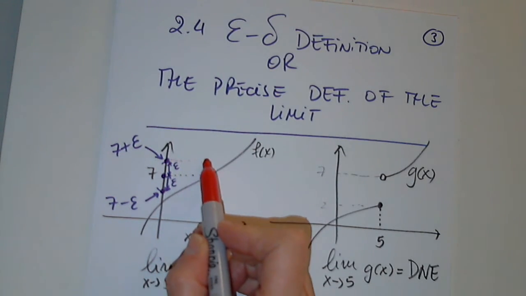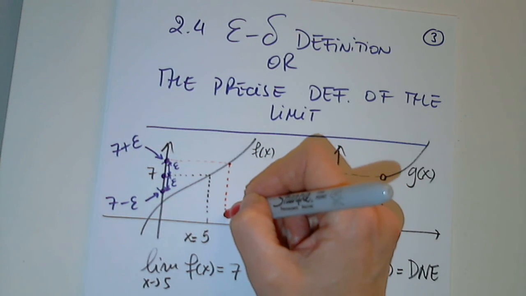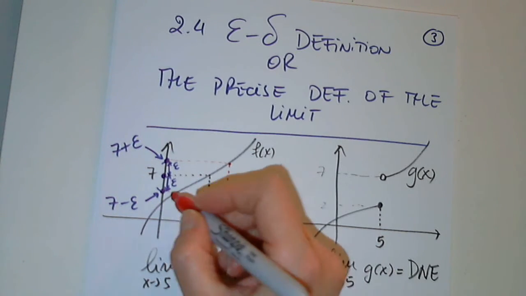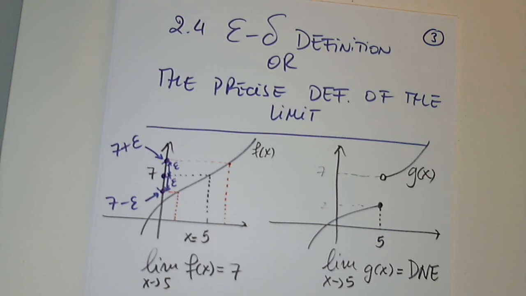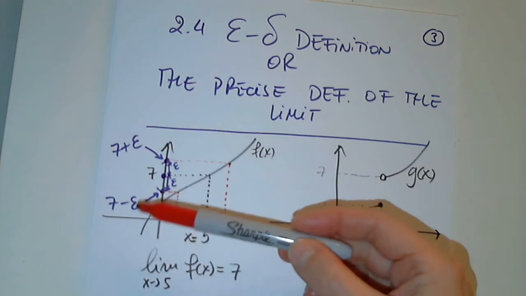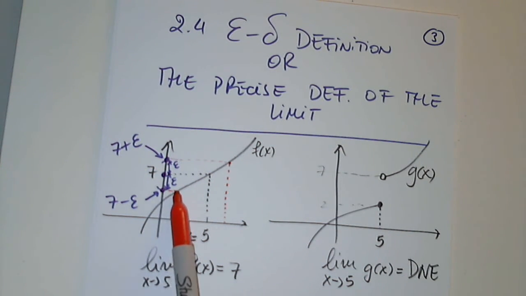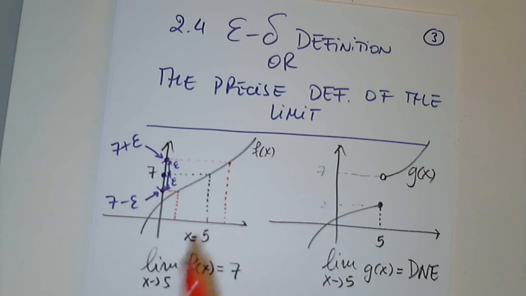I go with the horizontal line, it meets the graph, and then come down to x. I repeat for the other one. I want to determine the corresponding x value for the bottom part of the interval. What interval? Between 7 minus epsilon and 7 plus epsilon. The bottom point has this x coordinate. The top value of y has this x coordinate.